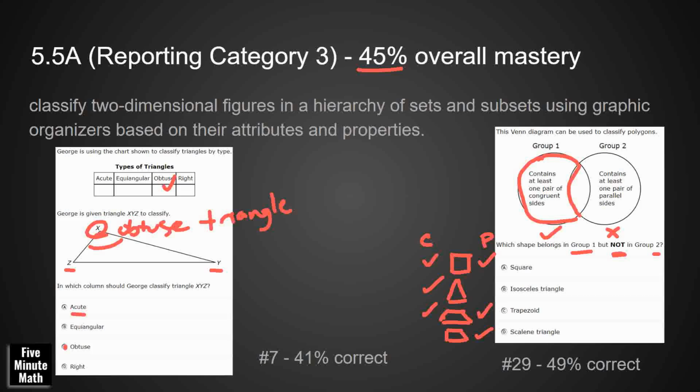And then a scalene triangle is just going to be 3 sides of different lengths, and it doesn't land anywhere, right? So our answer here is B, the isosceles triangle. But you notice the vocabulary. Isosceles, scalene, they need to be really solid with these classifications of triangles.